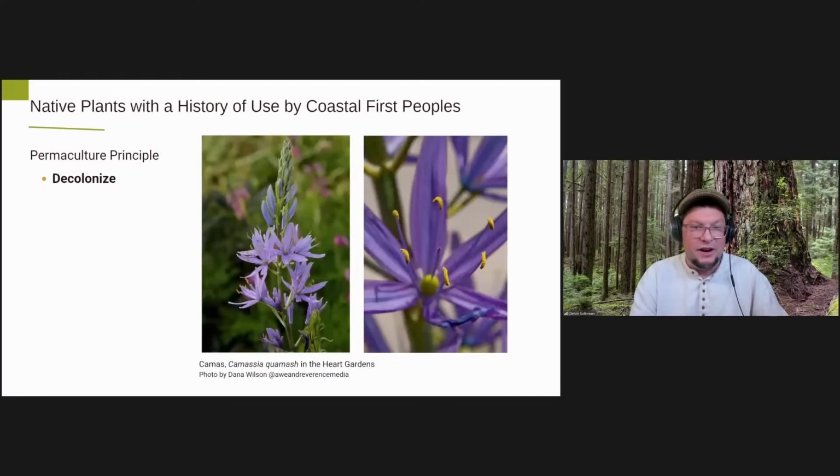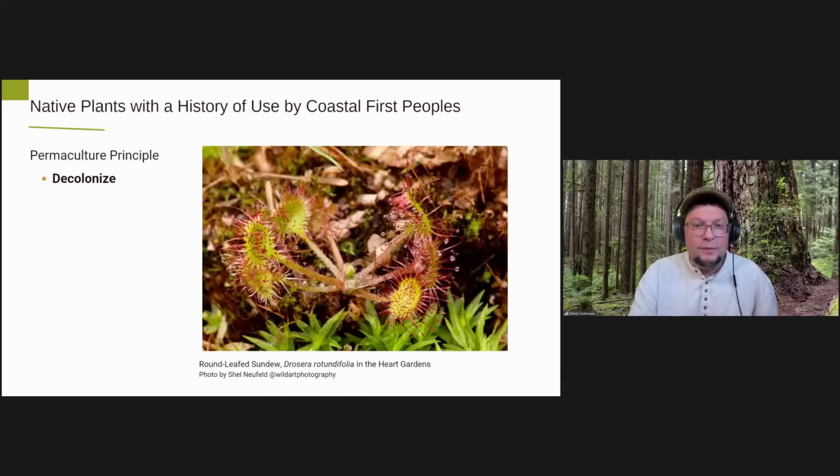The focus of the Heart Gardens is a collection of over 200 species of native plants with a history of use by the coastal First Peoples, which I collected from small family-run nonprofit nurseries all over southern British Columbia. I wanted to practice the social permaculture principle of decolonize.